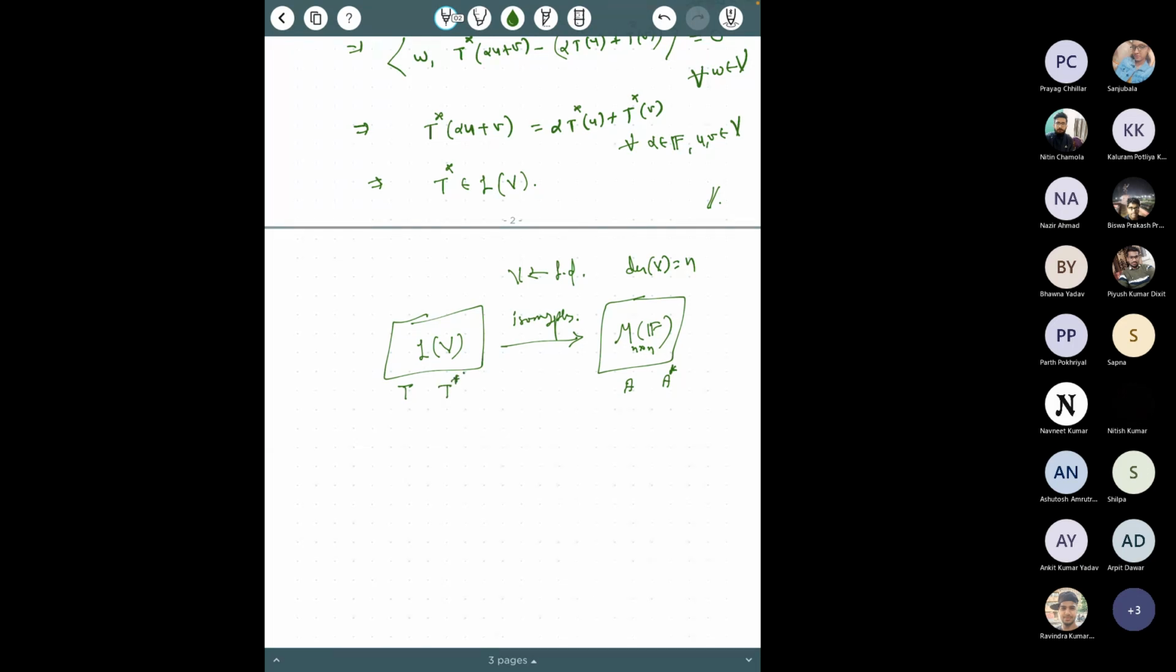Now the next question is how these two things are related, and the obvious guess would be the following, and I'll see whether this is true or not. If I have an operator T here, and I write its matrix representation with respect to some basis, then my guess is that the matrix representation of T star is just the star of this. This is my guess. In fact, we'll see that this is true if we choose an orthonormal basis. So this is what we are going to answer next.